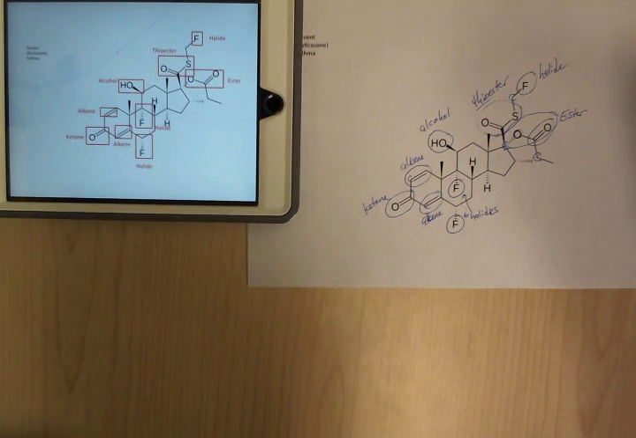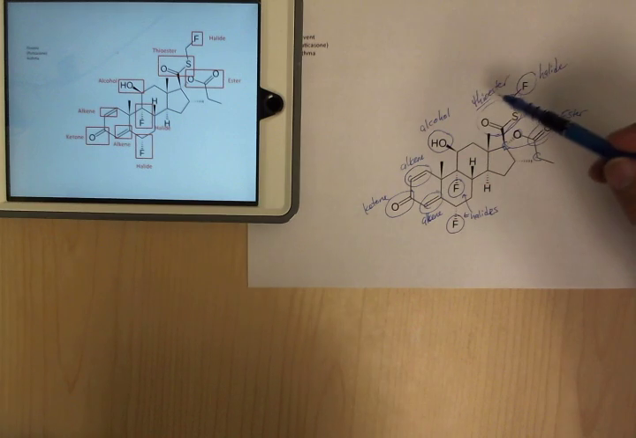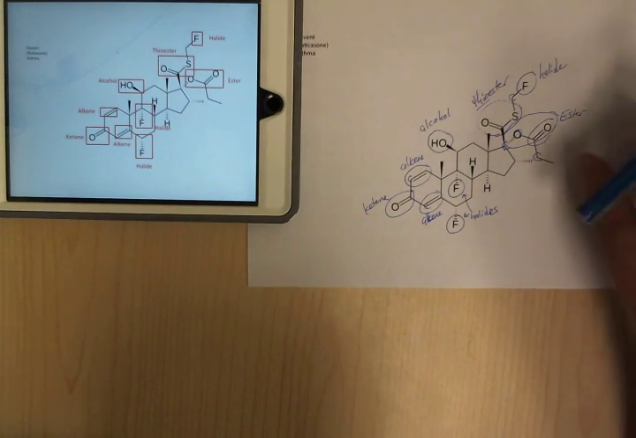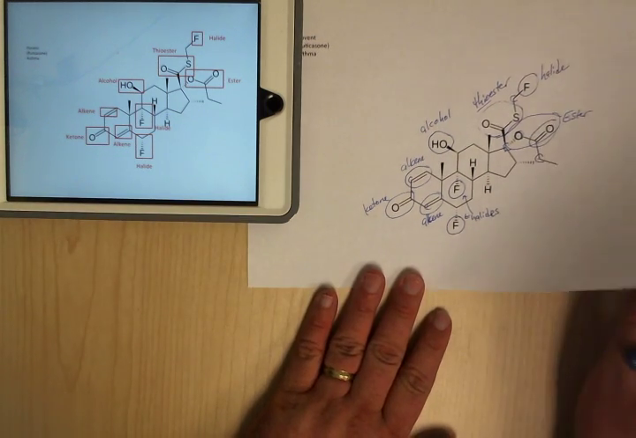I don't think we missed any. Yep. There we go. So do your best on circling. Usually you get 1 point for circling, 1 point for naming it correctly. So that's Flovent.